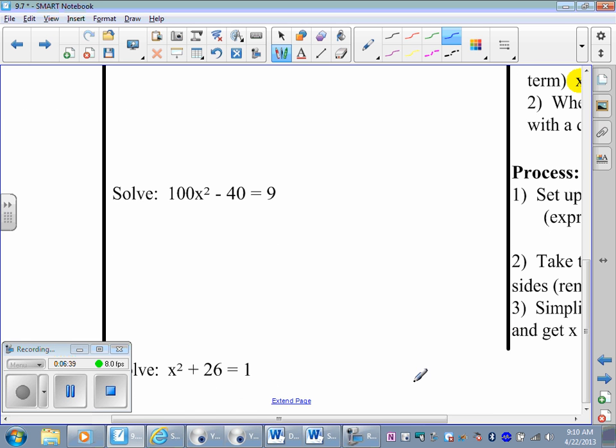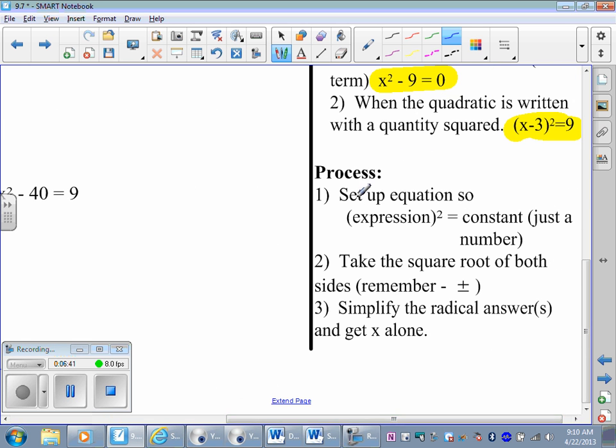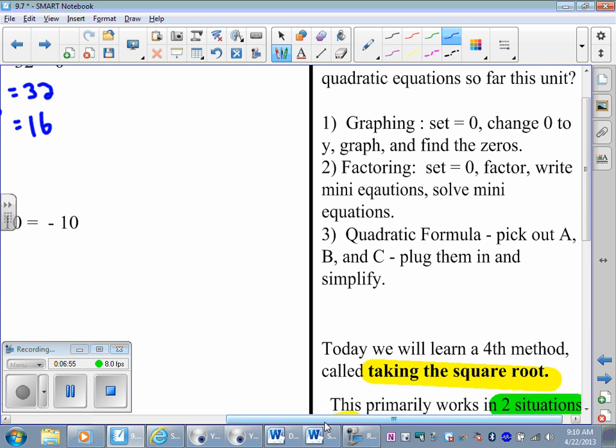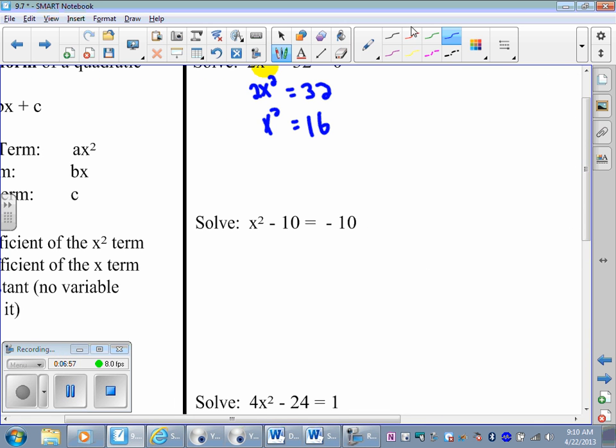Now, if you look down here at our steps, step 1 says set up the equation so that the thing being squared equals a constant, meaning just a number. So we've accomplished that on this problem. Now, step 2 says take the square root of both sides, and it says remember plus or minus. So we need to talk about that a little. So how do I take the square root of both sides? Now, the real issue here is how do I get x alone?